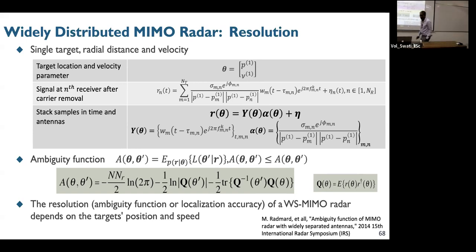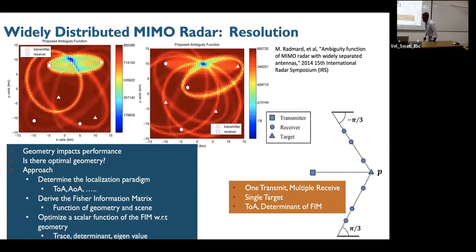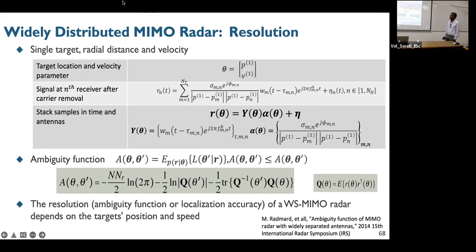Vijay, next slide, please. Vijay, can you go back to the previous slide? There's a question. Yes, this NT is the number of transmitters. So this is when the transmitters are perfectly synchronized. The transmitters are perfectly synchronized in this example. Otherwise, that becomes a nuisance parameter here. But the references are in the slides.